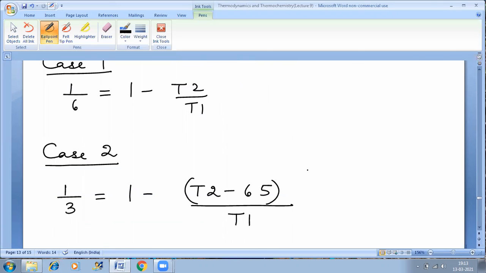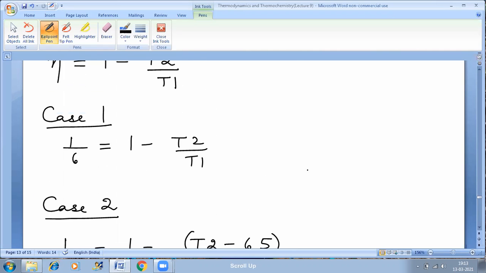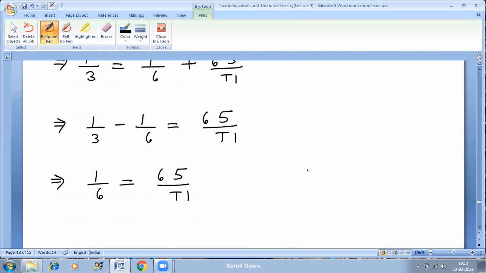So the only change that has been made is the change in temperature of the sink. That is a decrease. So the value of T2 has decreased by 65 Kelvin. Hence, the temperature of the sink now in case 2 is T2 minus 65. So solving these two equations simultaneously, we'll get T1 and T2.